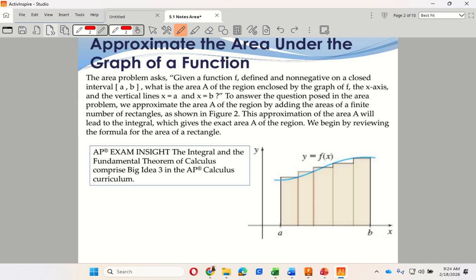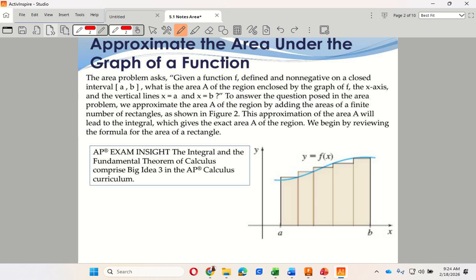To answer the question posed in the area problem, we approximate area A of the region by adding the areas of a finite number of rectangles, as shown in figure 2, like we have right here. 1, 2, 3, 4, 5 rectangles, and we're approximating the area under that curve. This approximation will lead to the integral, which gives an exact area A of the region. We begin by reviewing the formula for the area of a rectangle.